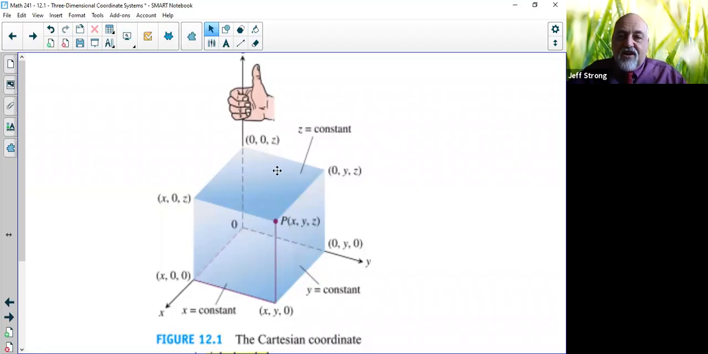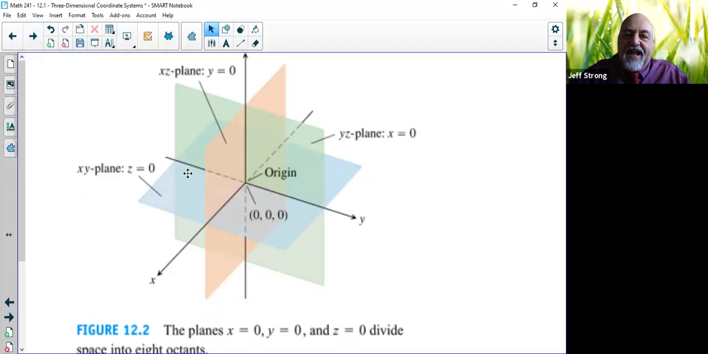Okay. Now one of the ways you can remember this is what they call the right hand rule. You imagine you start with the x-axis and sweep around to the y-axis, and the z-axis goes up. Your thumb is pointed up. And so that's what that means.